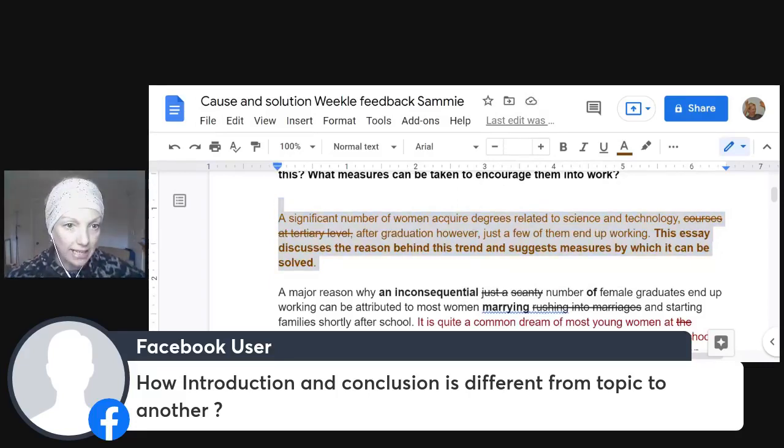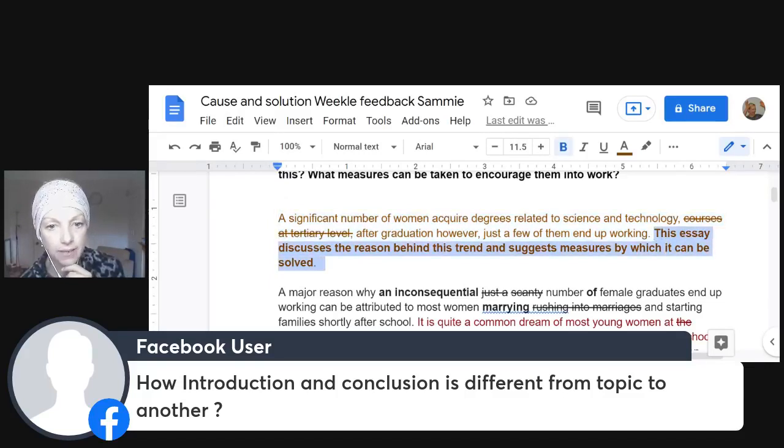There's actually no ideas in the introduction. For some essay types, I recommend, and so do the examiners that I work with, if there are 2 questions, like why and what, then we keep your introduction thesis very general. You don't put your ideas, and you simply say, this essay discusses the reason behind this trend and suggests measures by which it can be tackled.